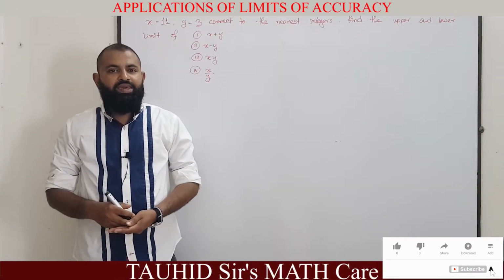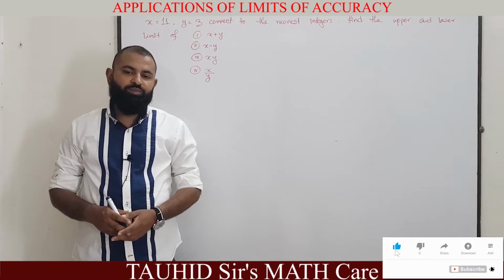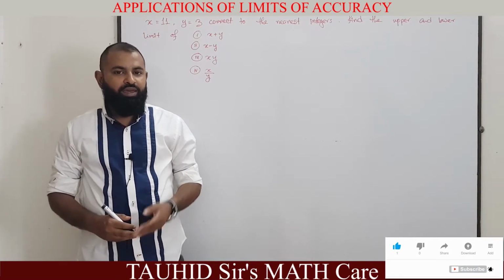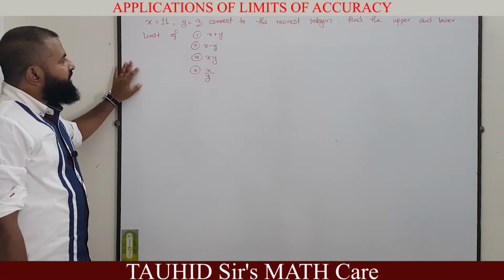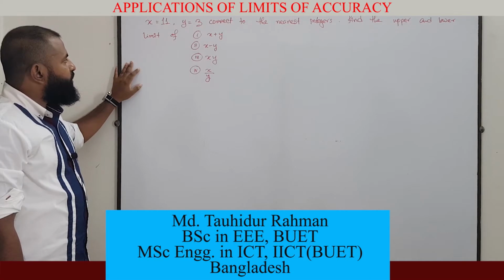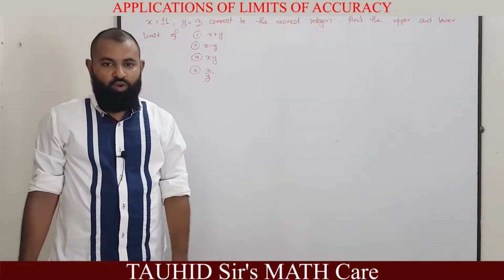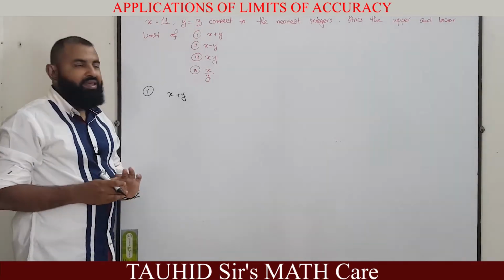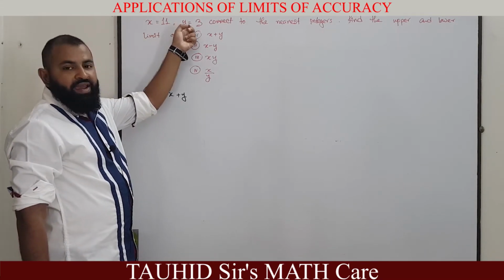Now we will see an example for the topic of limit of accuracy, that means upper bound and lower bound. Here we can see an example. Given that x equal to 11, y equal to 3, correct to the nearest integers, find the upper and lower limit of x plus y, x minus y, xy and x divided by y.